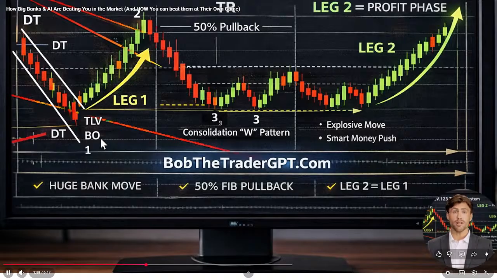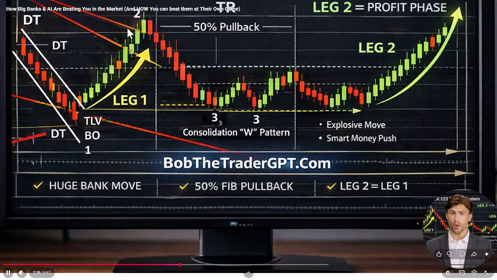Once point 1, the breakout, and the trend line violation happen, the market launches into leg 1. Leg 1 is the impulse move. This is the first aggressive expansion upward. It is fast, directional, and strong. This is where the market leaves the old downtrend behind and starts running. On the chart, you can see that price climbs hard into point 2. Point 2 is the top of leg 1. This is the first major push and the first obvious expansion phase.